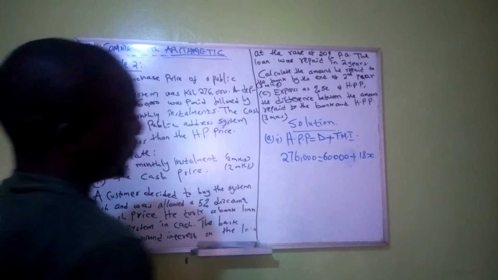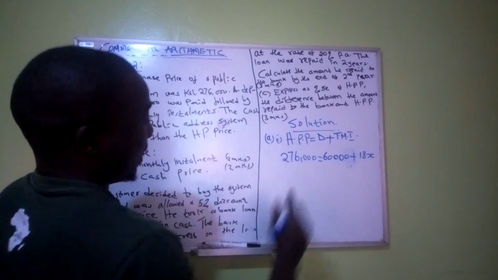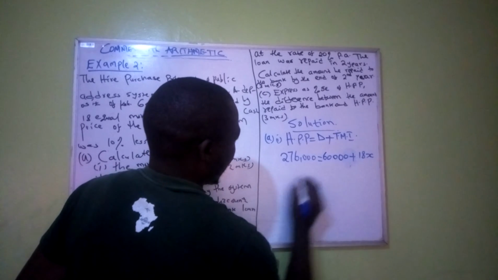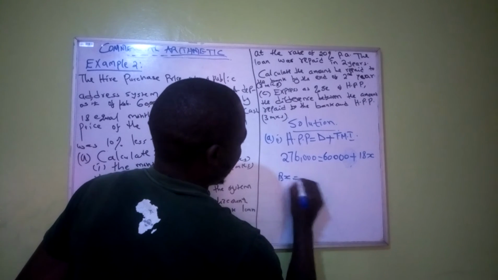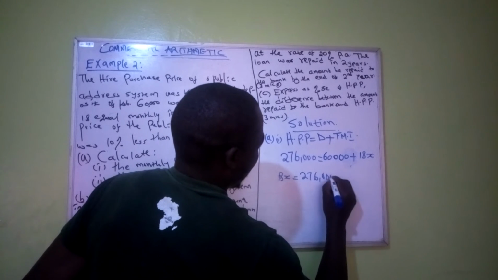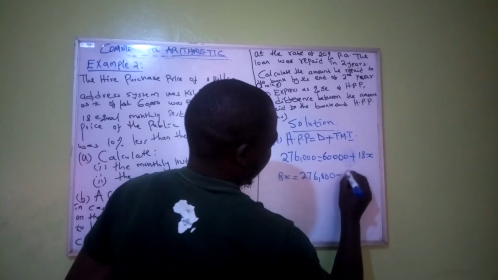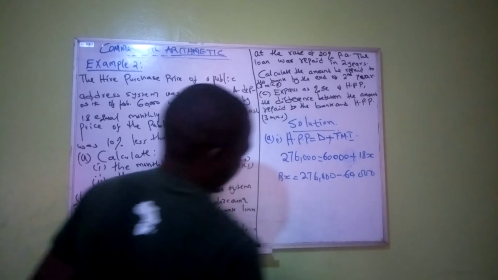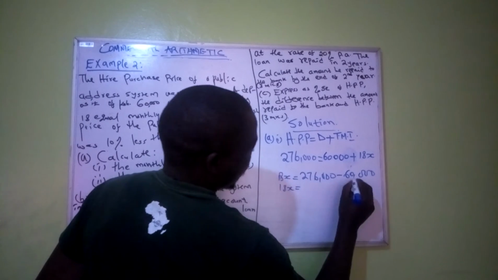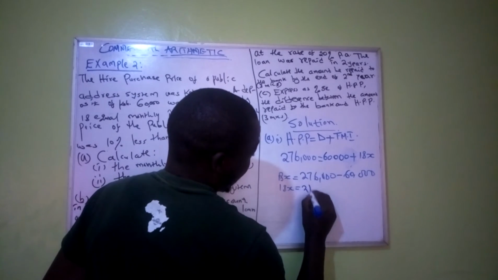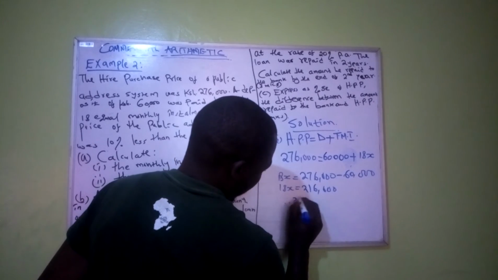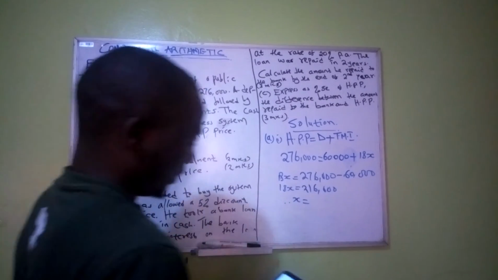So you are looking for X. You can alternate like this: 18X is equal to, this 60,000 will come here and be subtracted, 276,000 minus 60,000. You get 216,000. So therefore, X will be, let's use our calculator.